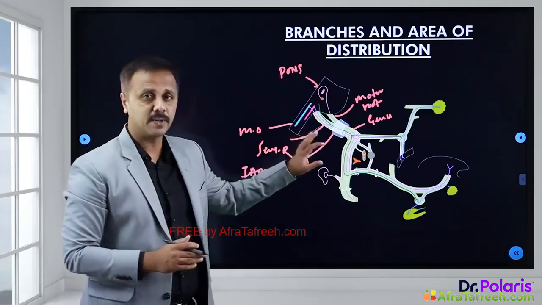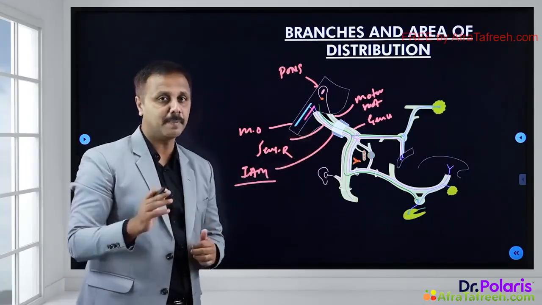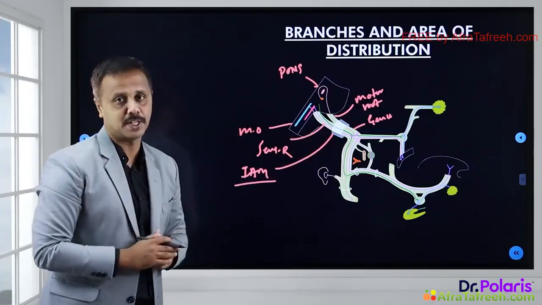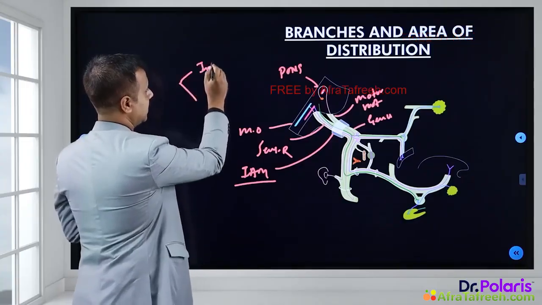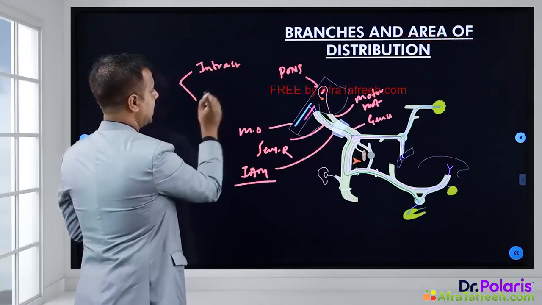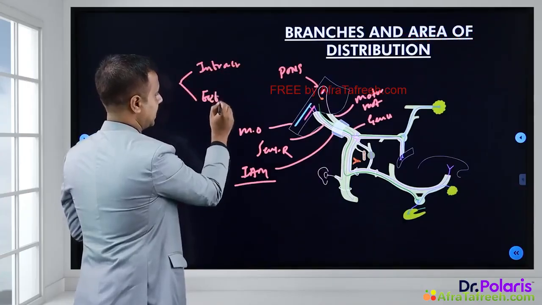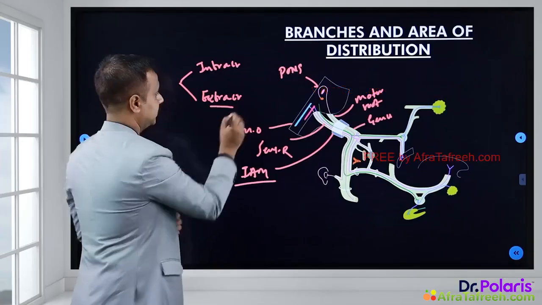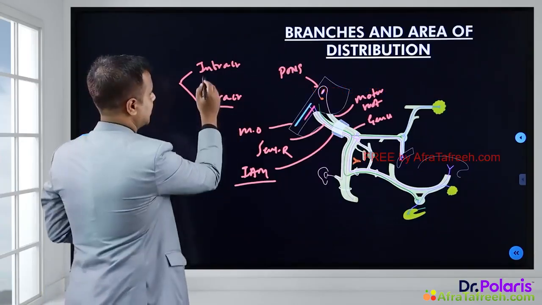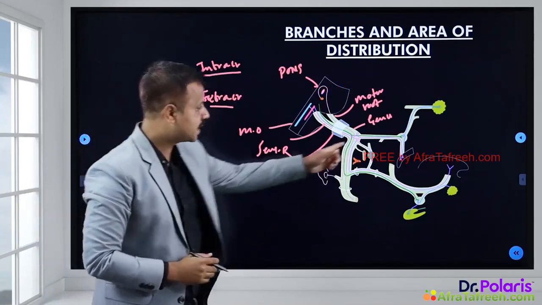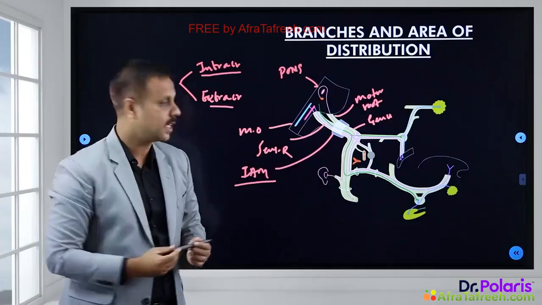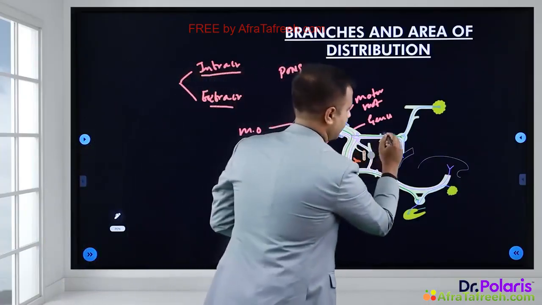Right? Now let's try to identify these branches. Remember, the branches of the facial nerve can be grouped as intracranial, and extracranial. Right? Now let's focus on the intracranial branches. The first intracranial branch, as we see here, is this nerve.